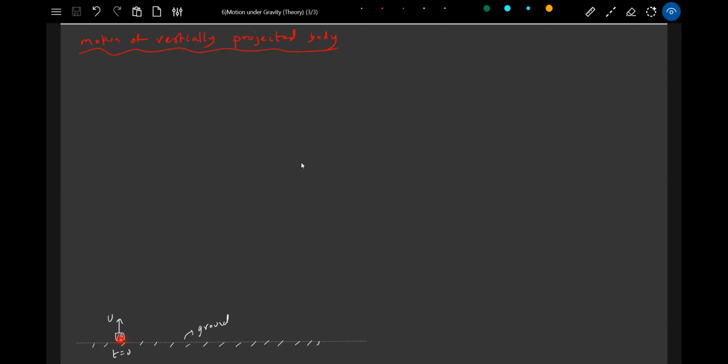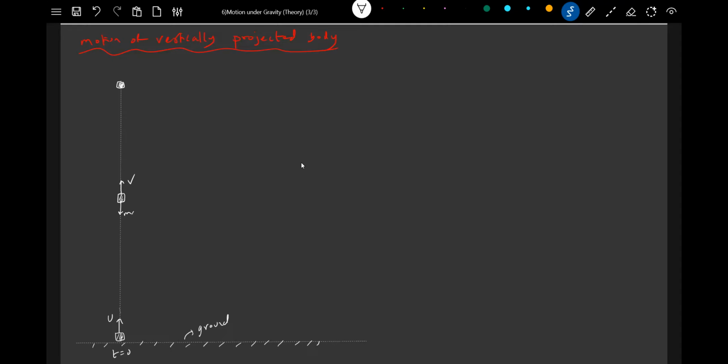Then what is the type of motion it's going to describe? It's going to describe a retarding motion. The stone is going to ascend, and for a while it will come to instantaneous rest here. Then again it's going to descend back. Then what is the velocity? How to calculate the motion of this? So let the velocity be v.